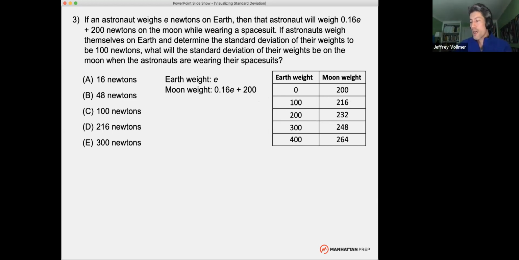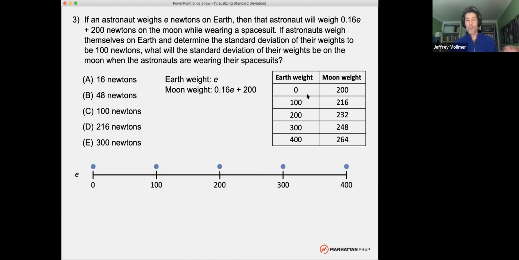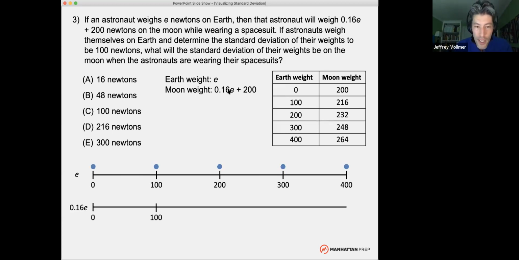So what does this look like on a number line? Well, if we plot the Earth weights on a number line, we can see they're uniformly spaced from 0 to 400. And if we first do the first part of this moon weight function, we're going to multiply by 0.16. This has the effect of mapping 0 to 0, 100 to 16, 200 to 32, 300 to 48, and 400 to 64. Okay, so that's the first part. We've compressed them. And then we have to add 200.